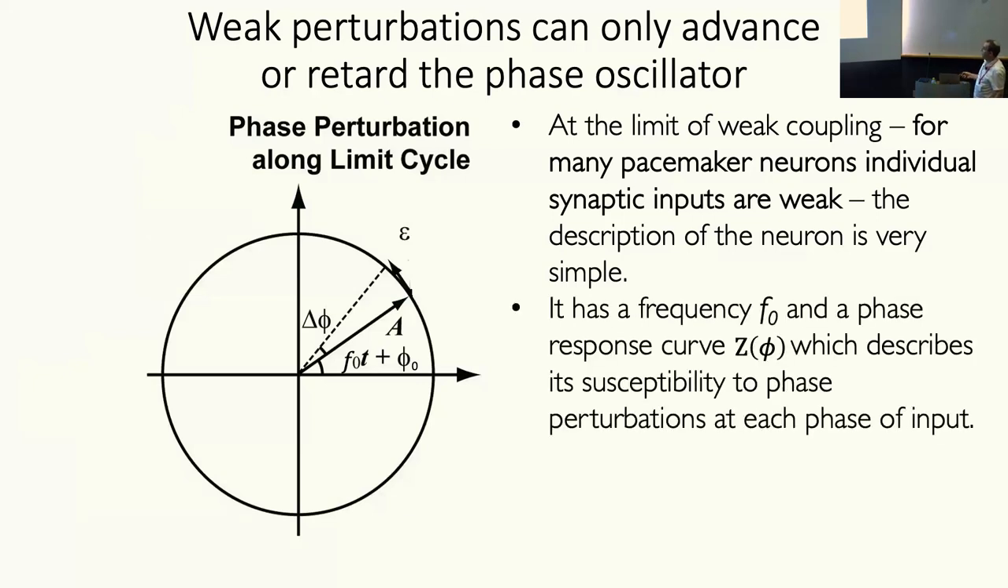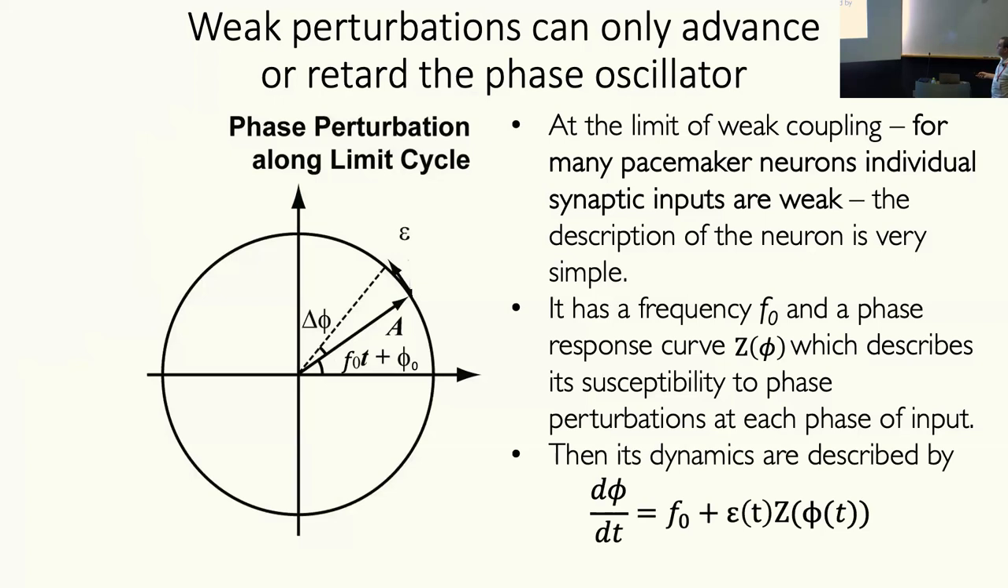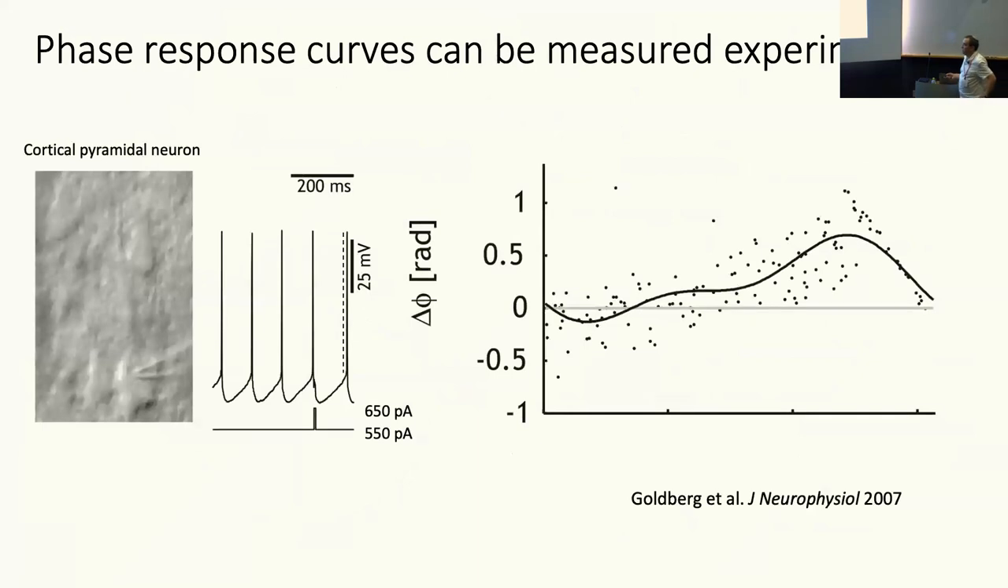And so the description of the neuron is really easy. It has its own frequency, which is the reciprocal of its period. And it has a phase response curve that tells you how susceptible it is to perturbations at various phases. The idea is that you assume this is linear for small perturbations. So then the equation is the same equation we started off with. This is the unperturbed oscillator. And you just add a term where the perturbation in time is multiplied by this susceptibility quantity called the phase response curve. So we've taken a whole neuron and reduced it to a scalar, and maybe a vector, a function of the phase of the period.